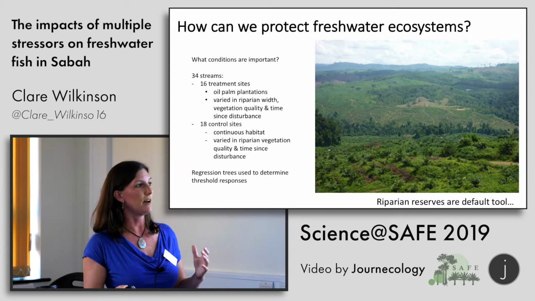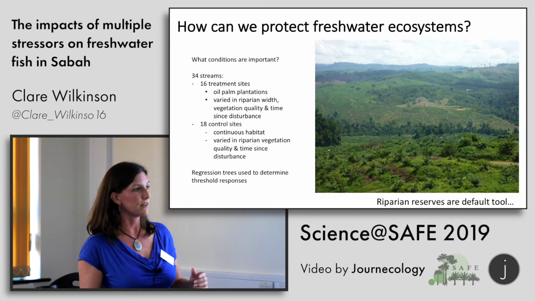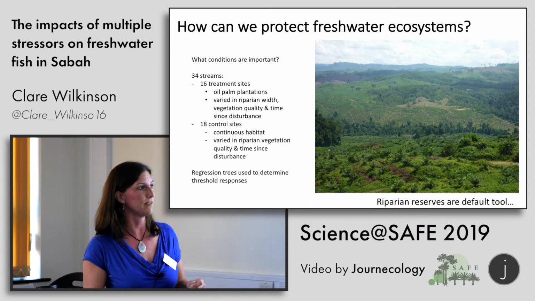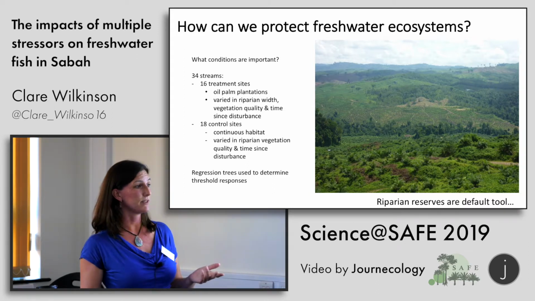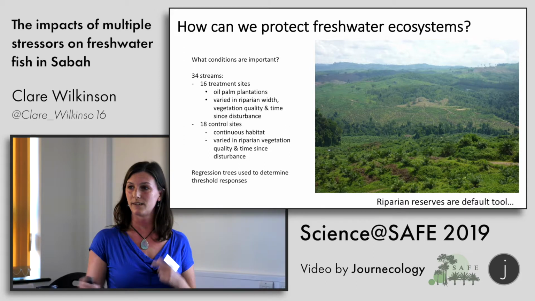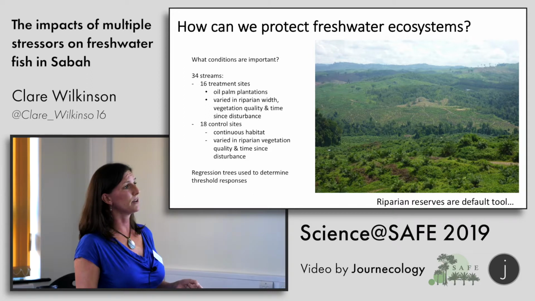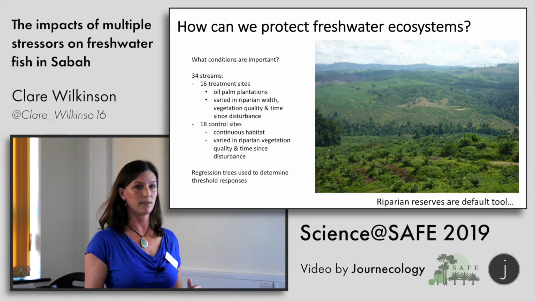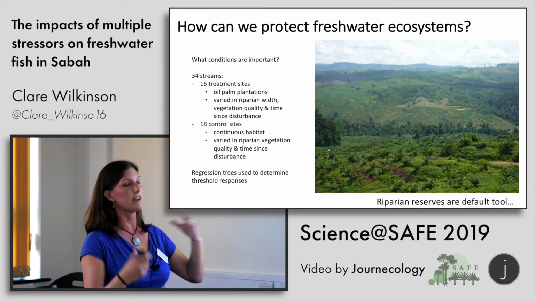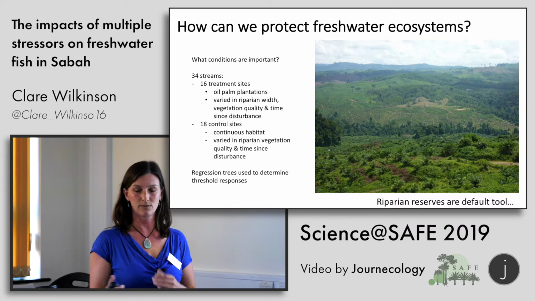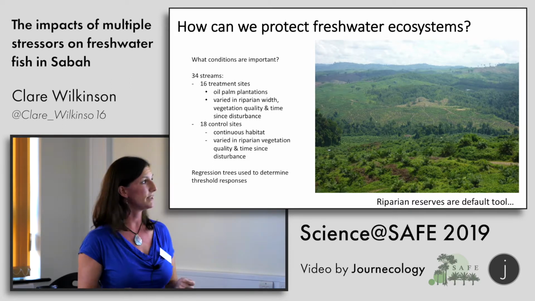And so, moving on to the final question, we know that land use has a big impact on freshwater ecosystems. So how can we actually protect freshwater ecosystems further? Riparian reserves are the default conservation tool to do this, and we've already heard quite a bit about them. Lots of other studies have looked at the presence or absence of riparian reserves and showed that they are beneficial. But I wanted to look at what qualities of the riparian reserve you need to have to protect freshwater fish.